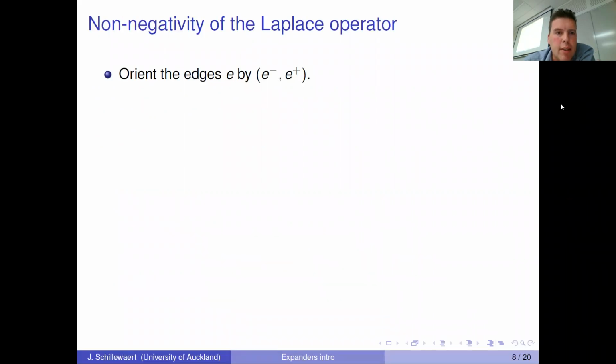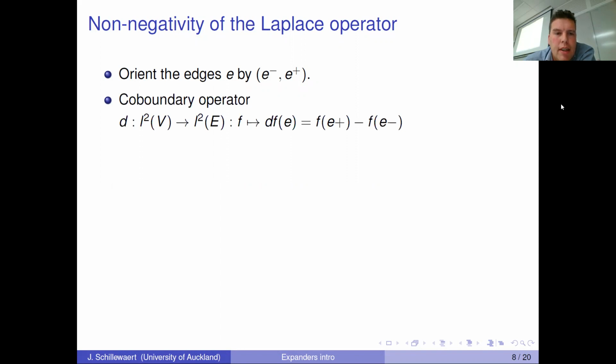But before that, the non-negativity of the Laplace operator. So I need to keep an eye on my time. I think I'm good. What you can always do on a graph is orient the edges. Just for every edge, you say one of them is the start and the other one is the finish. You call the start E minus and you call the finish E plus. So you choose that.